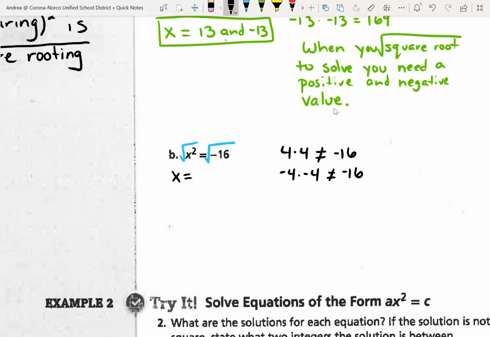Yes? No, it's square rooting, not squaring, okay?